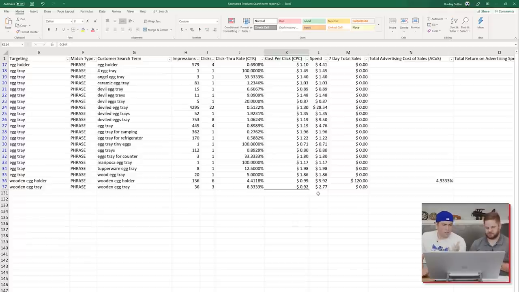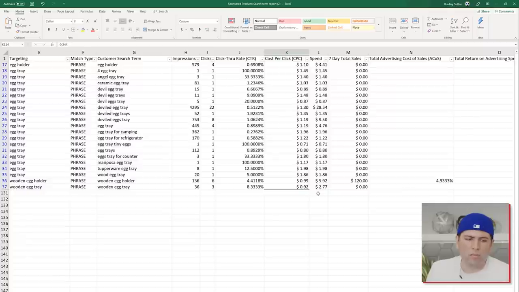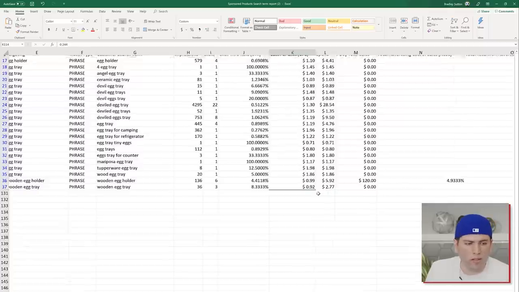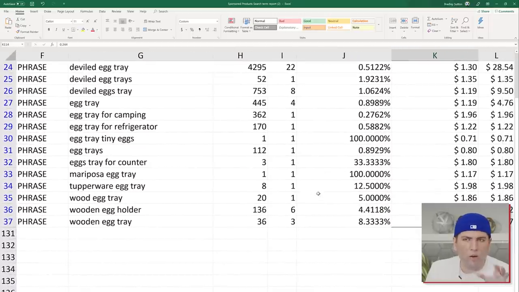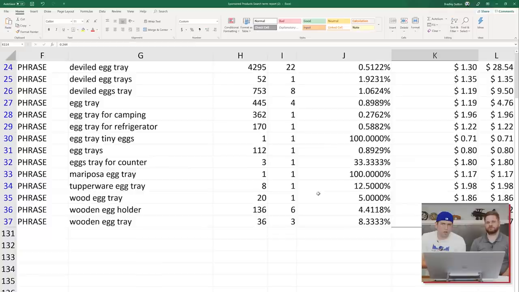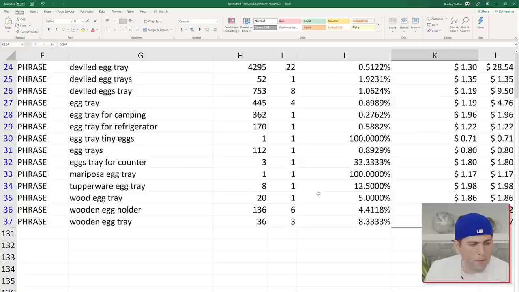Yep. I mean, you're always going to come up with some strange words that maybe you didn't know you had in your listing, but there's some that you're going to know right away we didn't put. Like, look at this. This is a brand name right here. Tupperware egg tray. When you do a phrase or a broad or an auto campaign, Amazon will show you for other things that you are not even indexed for. All right. So if you're doing a manual exact campaign, Amazon is not going to put other brand names here. But like Mariposa egg tray.